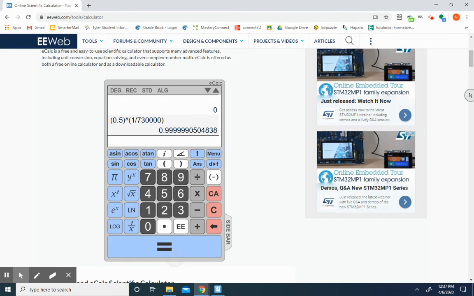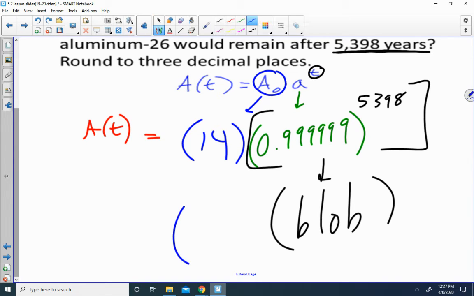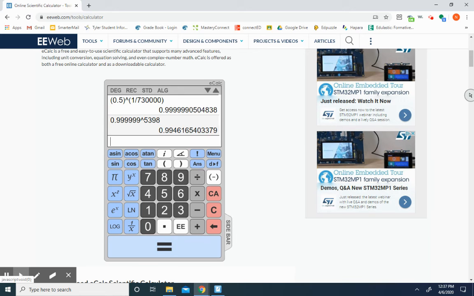Okay, let's see what that does in the calculator. All right, so 0.999999 to the power of 5,398. All right, let's press enter, and you get that gigantic blob. So in other words, we just got that gigantic blob in the calculator, and now you just got to take that blob and multiply it by 14. Let's do it. So take that blob, or the previous answer, and multiply that by 14. Press enter, and that's the amount of grams that we'll have left over.